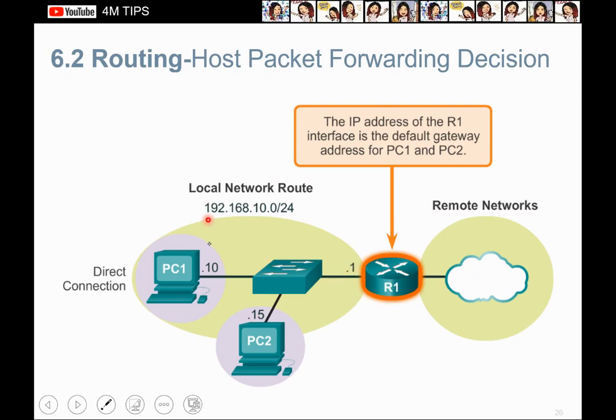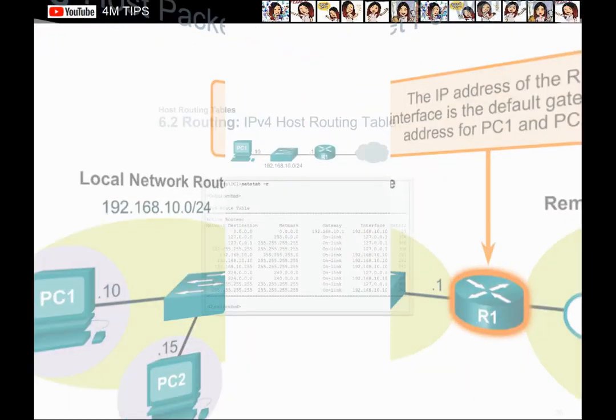So this .1 means that you pick up the network address 192.168.10, and this interface is .1. That means for router 1, the default gateway has to be configured as 192.168.10.1, so that PC1 and PC2 can use the default gateway to route to the remote networks. So that's how the topology is explained.